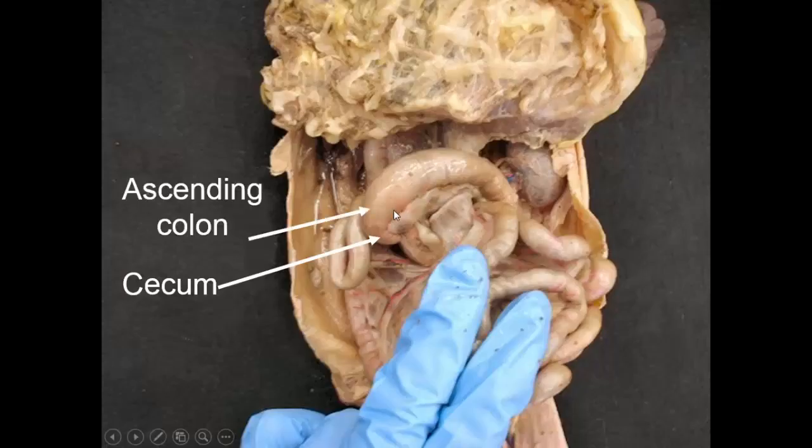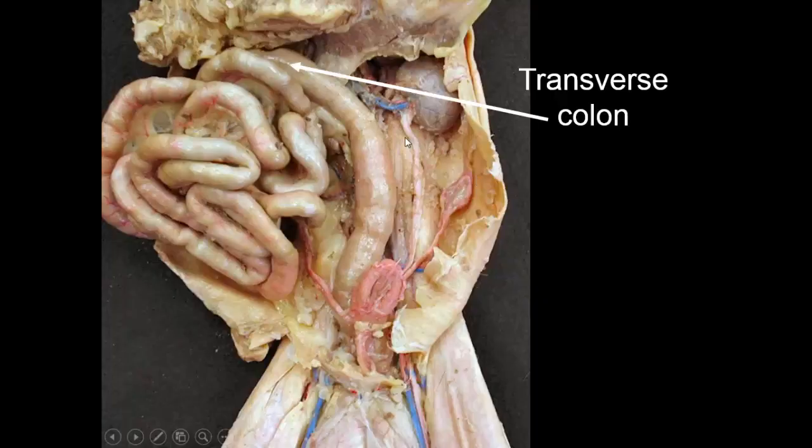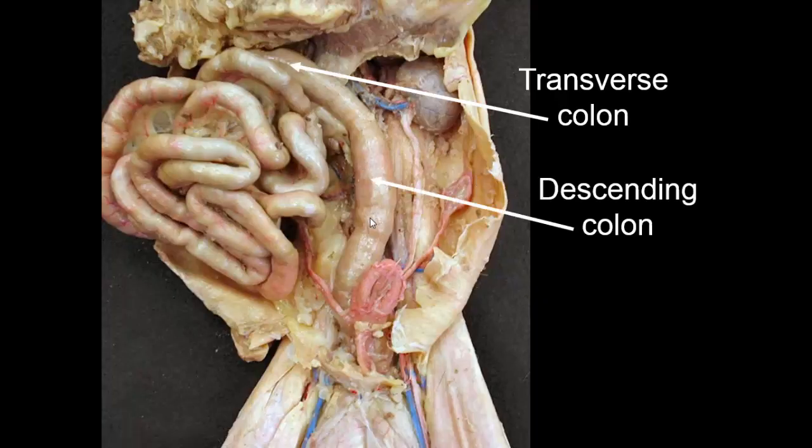Cecum again. The ascending colon in the cat is quite short. The transverse colon goes across the top, and then coming down on the left side we have the descending colon. In humans, the colon is more like an upside down U. In cats, it's more like an upside down J. The ascending colon is quite short.